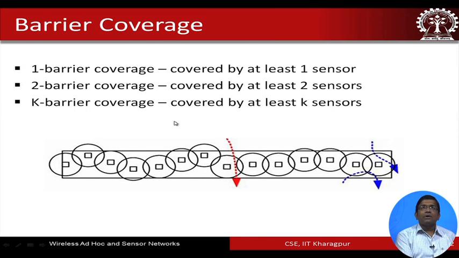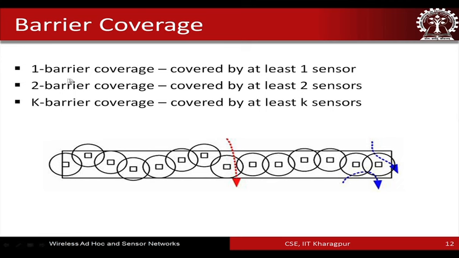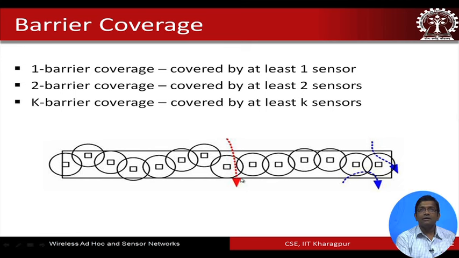So we have three different forms of barrier coverage. One barrier coverage ensures that at least one sensor detects some kind of crossing of the barrier like this. Two barrier coverage talks about at least two sensors detecting it or covering it, and k barrier coverage talks about at least k sensors, k number of sensors, being able to detect it, right.